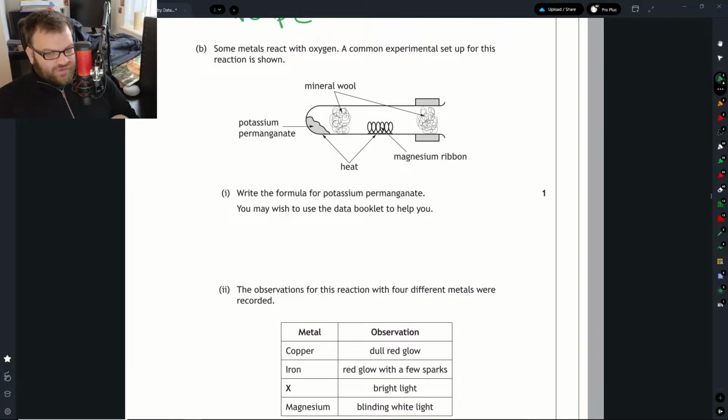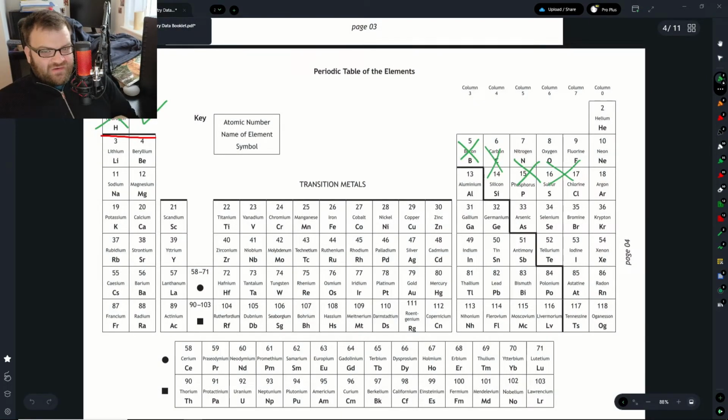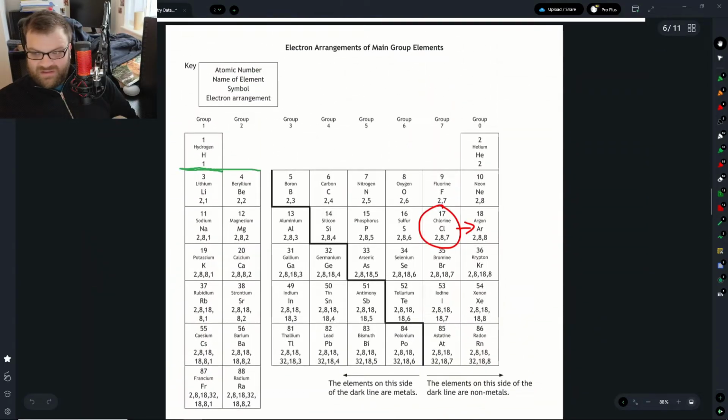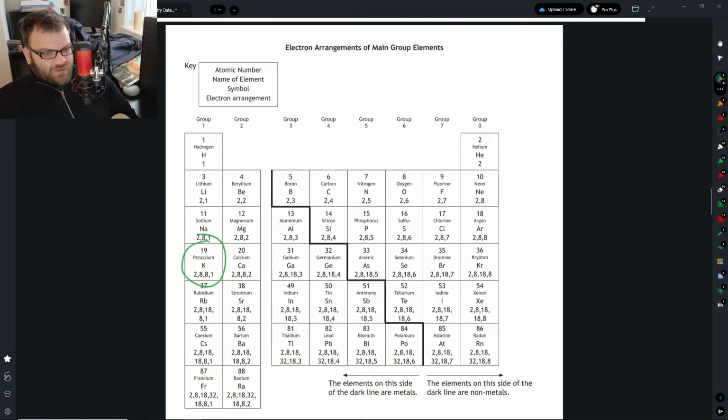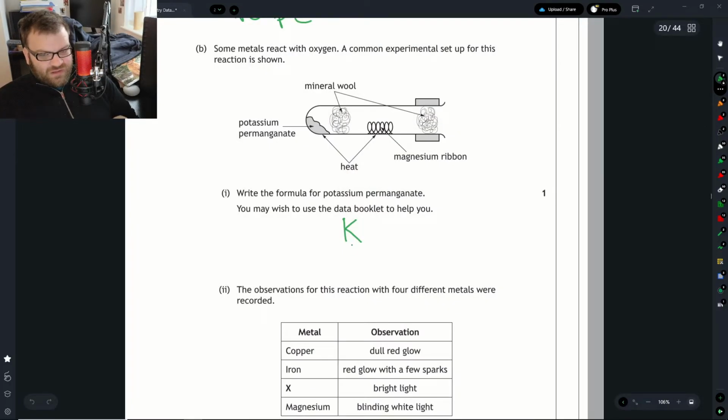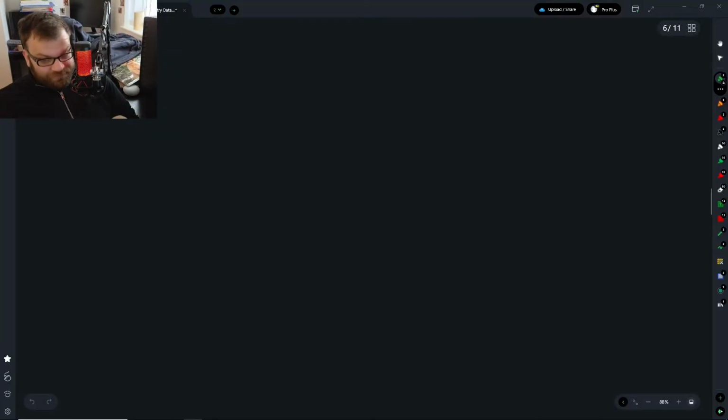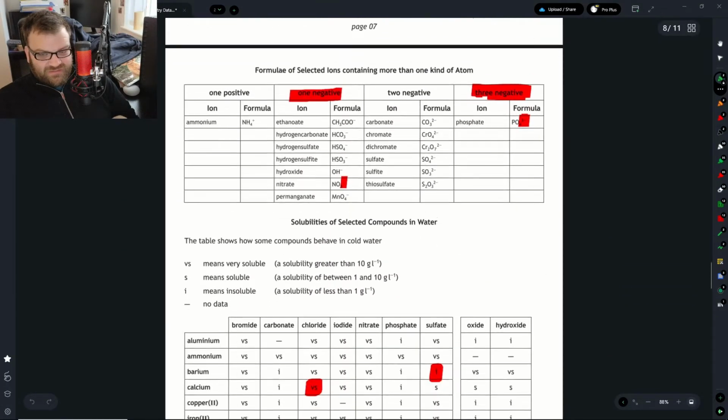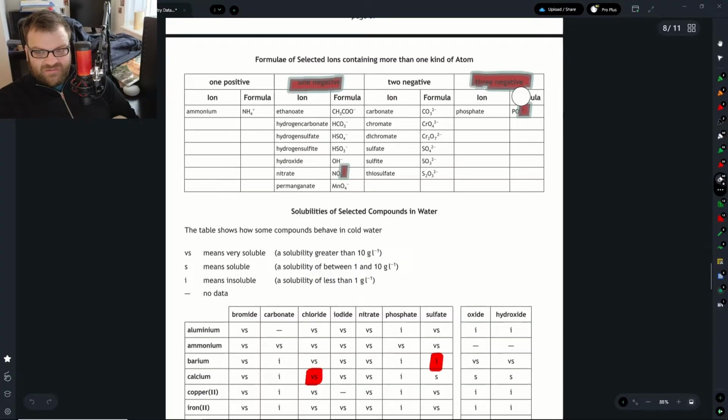Next up, we have to write a formula for potassium permanganate. Potassium is an element, and has the symbol K. We need to find out the valency, so how many bonds it will make. We can do that on one of the periodic table pages. Anything in group number 1 will make 1 bond. Potassium needs to lose 1 electron. It's going to be a valency of 1. If it ends in 8, go to page 8. The formula should be there. We have our permanganate.